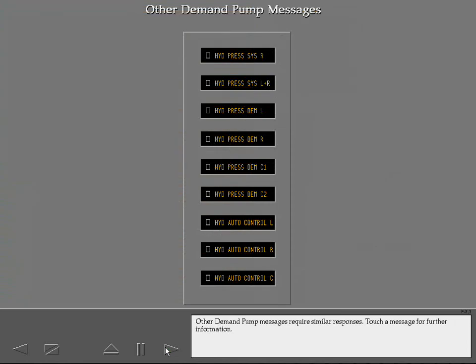Other demand pump messages require similar responses. Touch a message for further information.